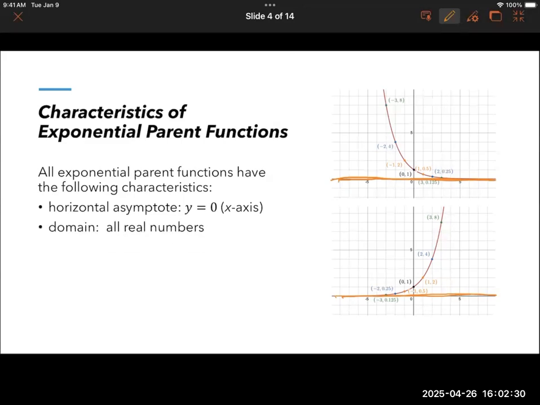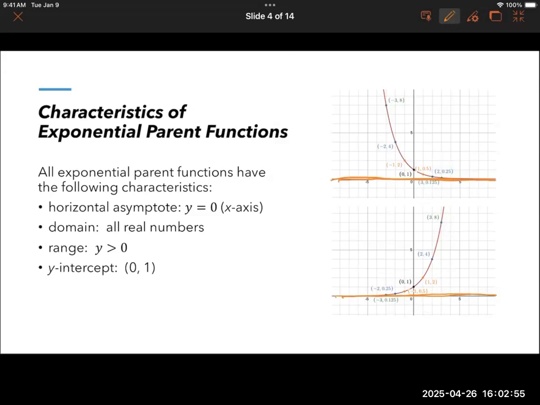When you look at domain and range, for domain, you can use any value of x. So our domain is all real numbers. But for the range, because our graph stays above our x-axis, we only get positive results. So our range is only going to be y values that are bigger than 0.